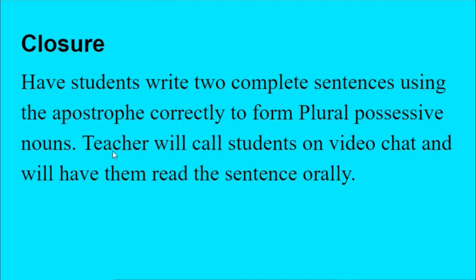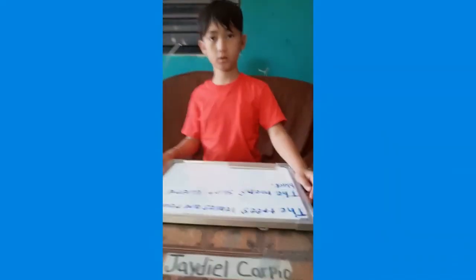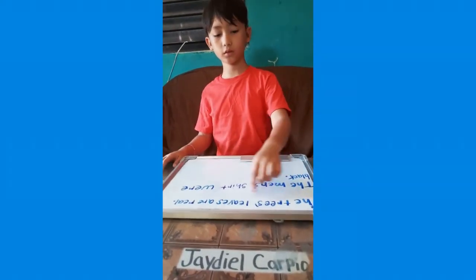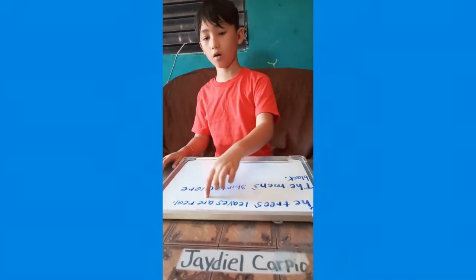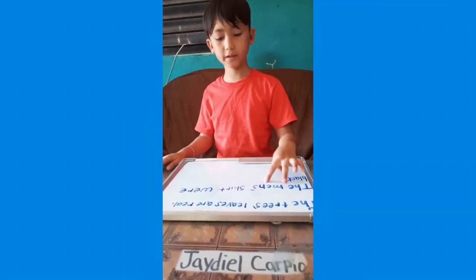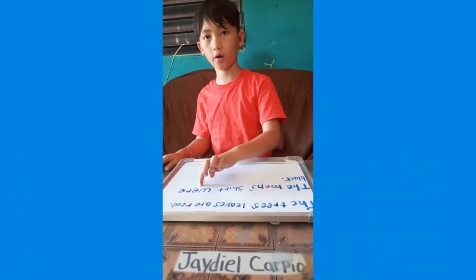And my closure, have students write two complete sentences using the apostrophe correctly to form plural possessive nouns. Teacher will call students on video chat and will have them read the sentence orally. So here is my evidence. The trees' leaves are real. The men's shirts were black.